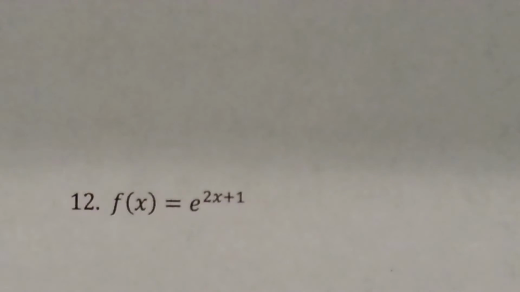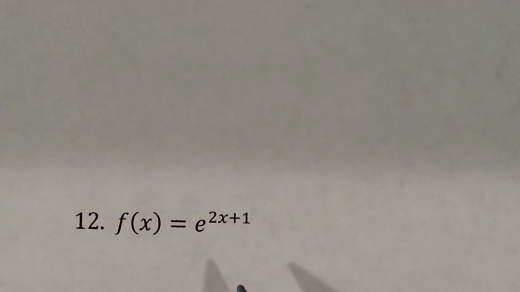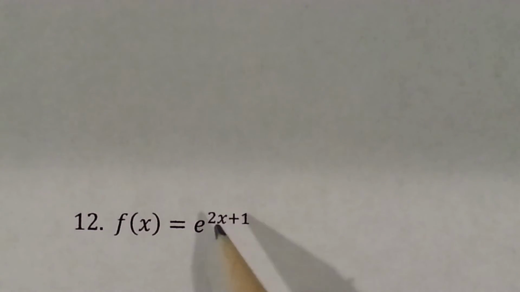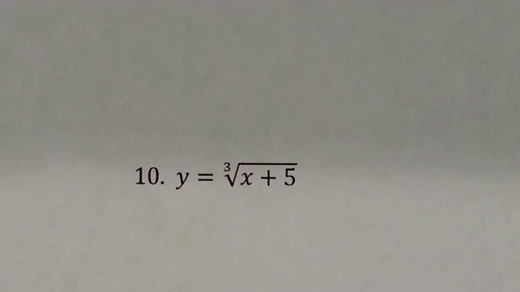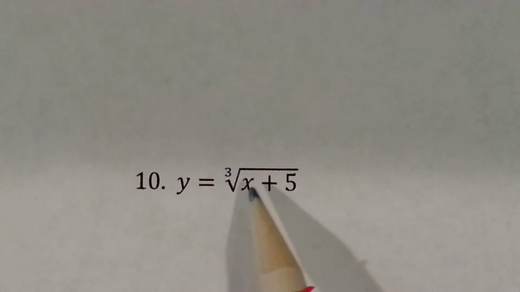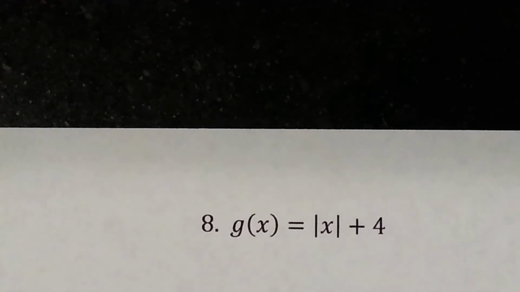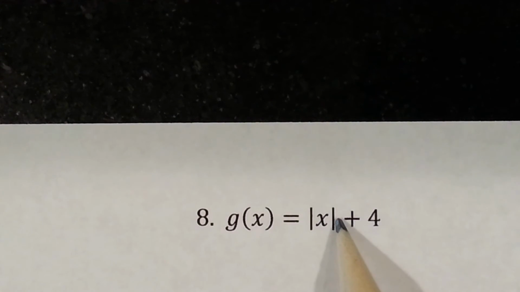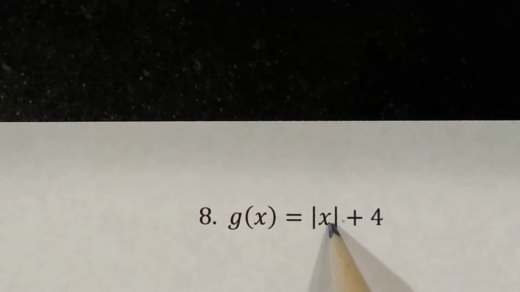remember, my domain for an exponent, right here, this can be negative. Anything I plug in can be all real numbers. So it doesn't matter. My domain is still all real numbers, even though it's 2x plus 1. I can take the cube root of a positive or negative number, so this can be all real numbers as well. Okay? Same thing here. My domain can be all real numbers. Okay?